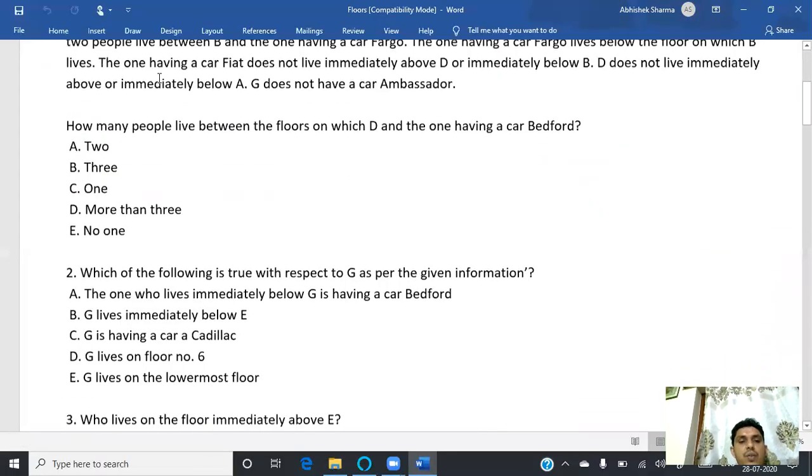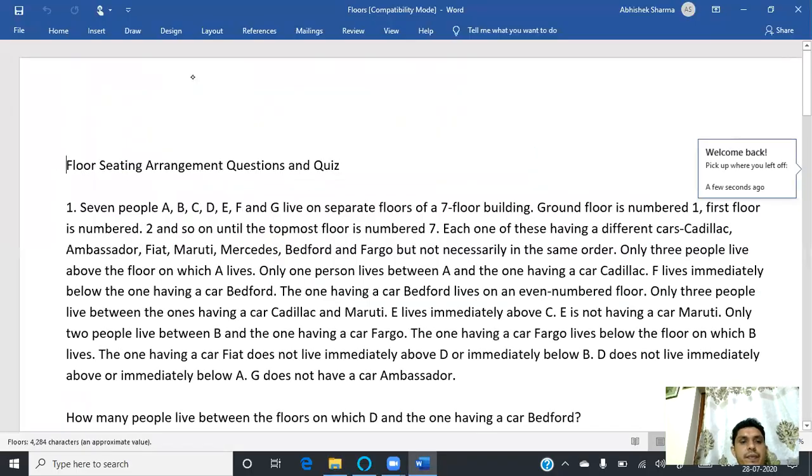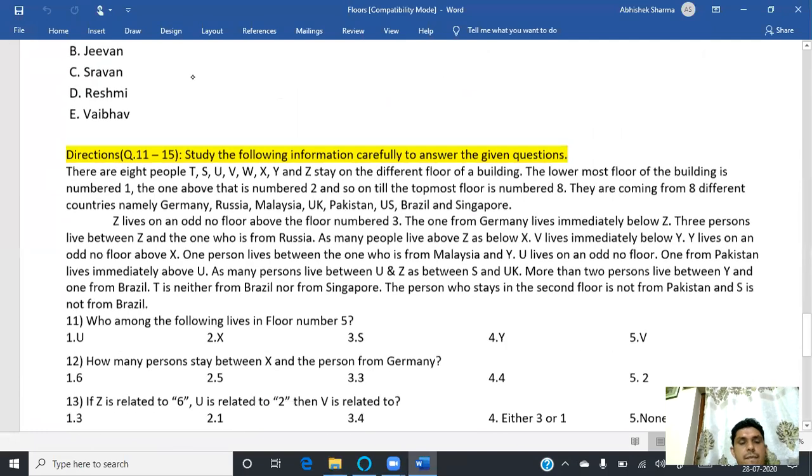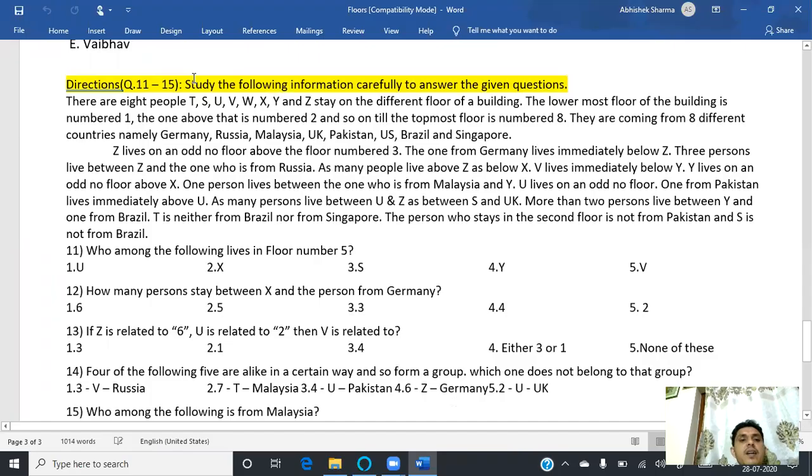Okay, so friends, the question is question number 11 to 15, right? You just take the snapshot of the screen, question number 11 to 15. This is a floor based question, right? And we will discuss this question in the next class when we will be covering the live class, right? So friends, I guess you will be able to do the questions. Thank you so much.